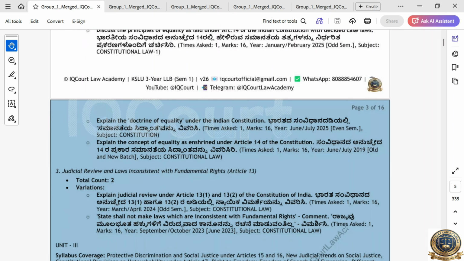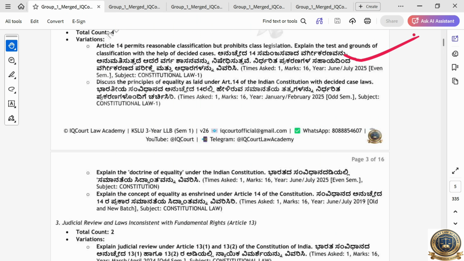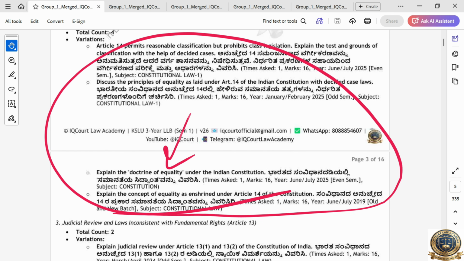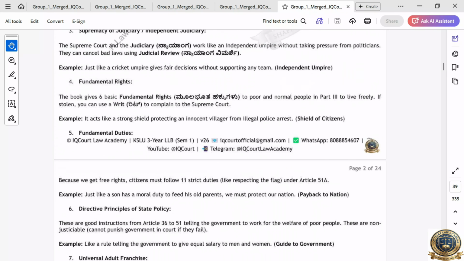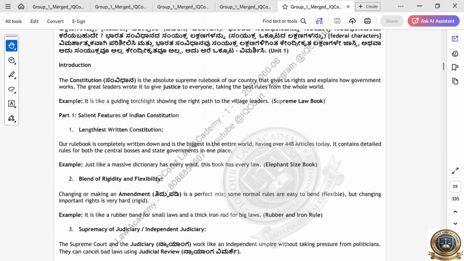That is the beauty of this constitution law. This is very, very important. Then, see in this Article 14, I also included this one. Explain the doctrine of equality under Indian Constitution. So they all are the same questions, I already explained it in the study material. I will show you. See, you have to write for this question. You have to write. This is easy.